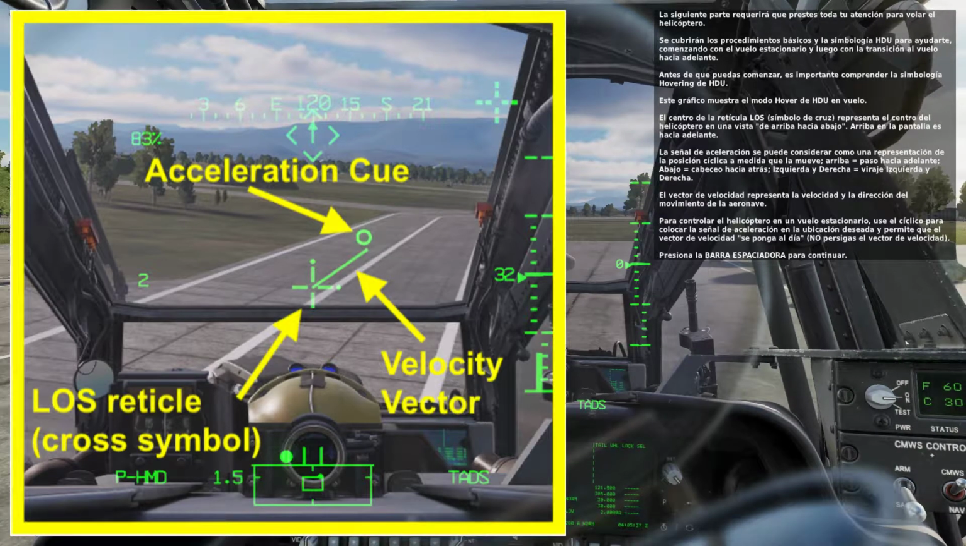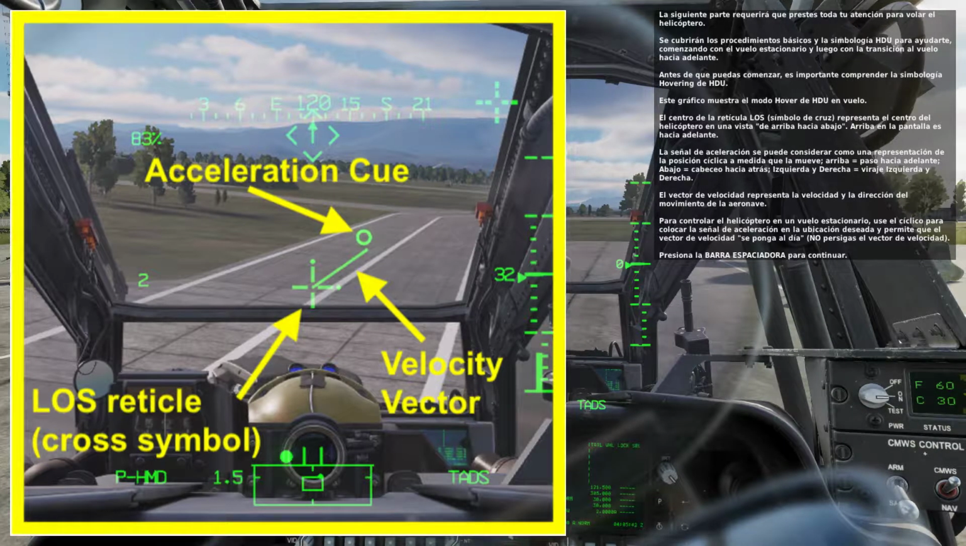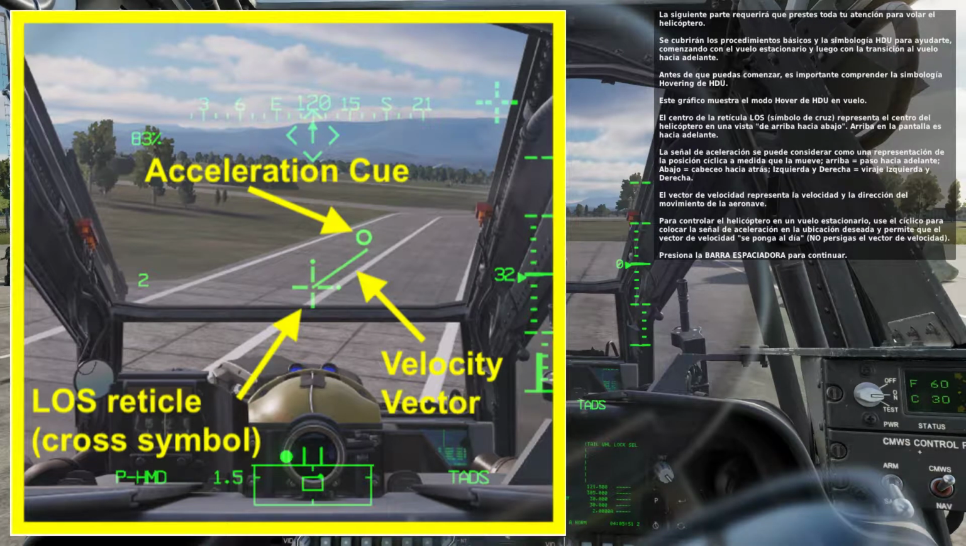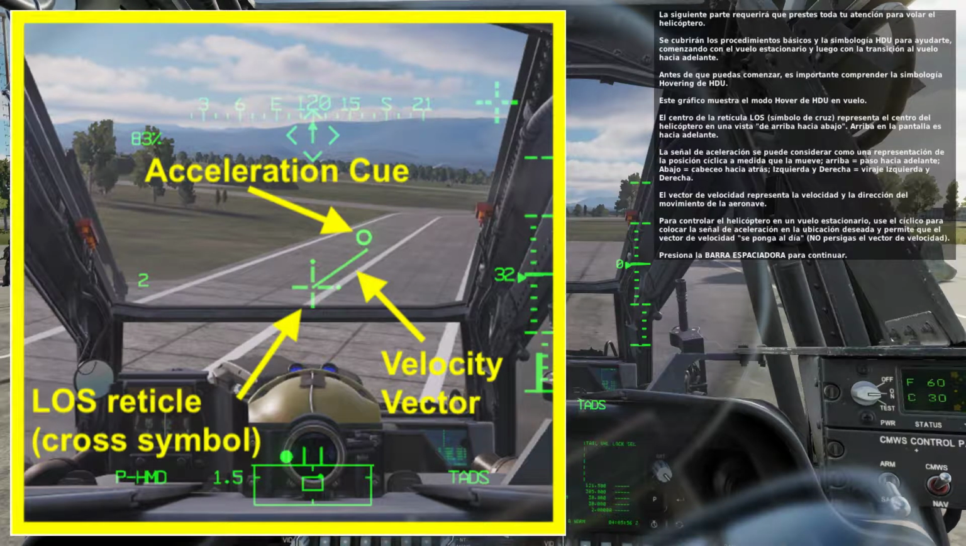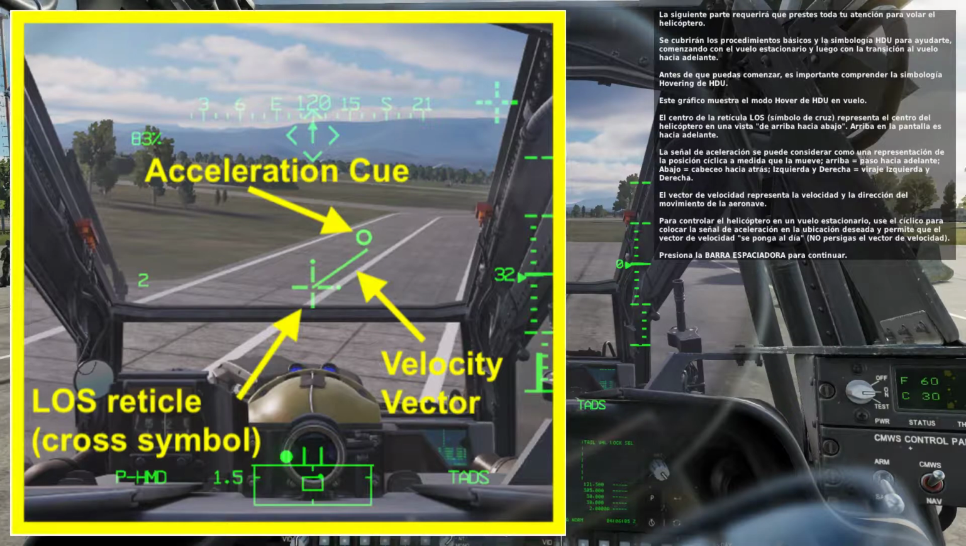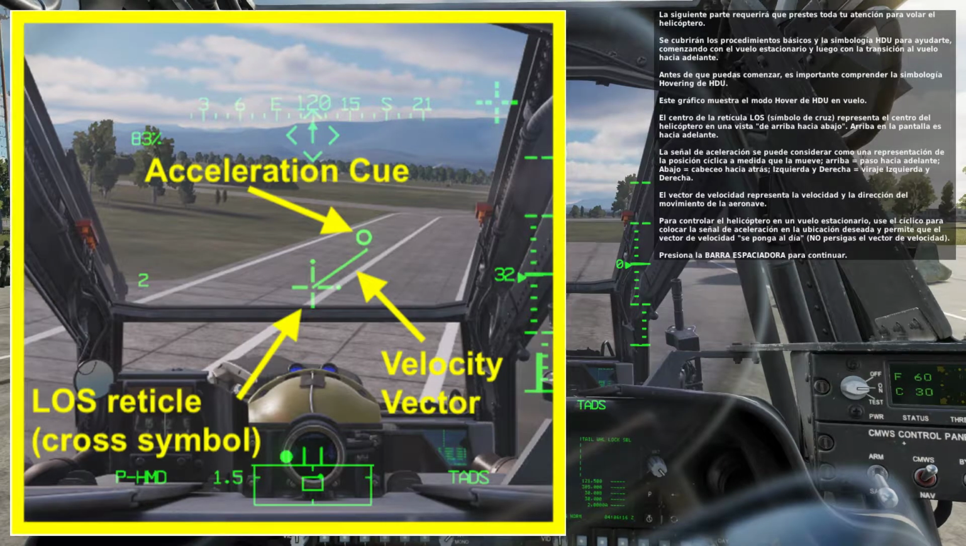This graphic depicts the HDU hover mode in flight. The center of the line of sight rectangle represents the center of the helicopter in a top-down view. Up on the display is forward. The acceleration cue can be thought of as a representation of the cyclic position as you move it. Up is forward pitch, down is aft pitch, left and right roll. The velocity vector represents the velocity and direction of the aircraft's movement.